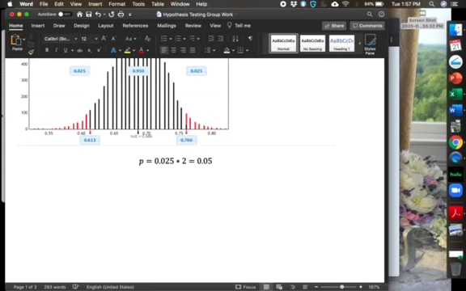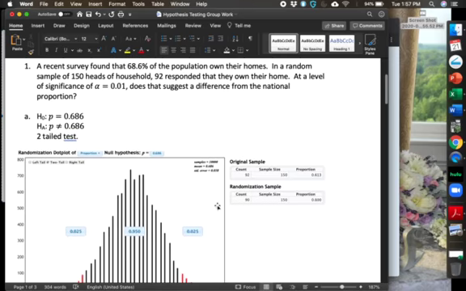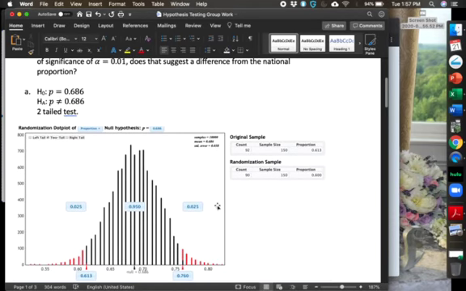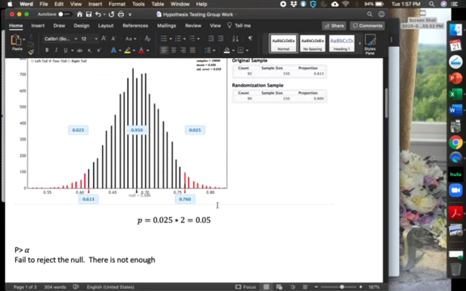P is greater than alpha. And because P is greater than alpha, we fail to reject. We fail to reject specifically the null hypothesis. There is not enough evidence to confirm that the population proportion of homeowners is different than our null hypothesis, 68.6%.